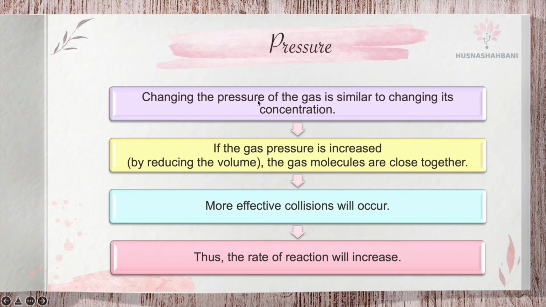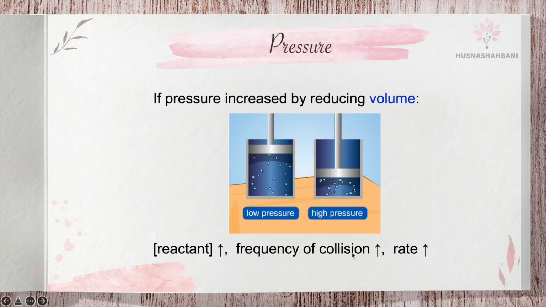Pressure. Changing the pressure of the gas is similar to changing its concentration. If the gas pressure is increased by reducing the volume, the gas molecules are close together. It will be easier for the gas molecules to collide, so more effective collisions occur. Thus, the rate of reaction will increase.